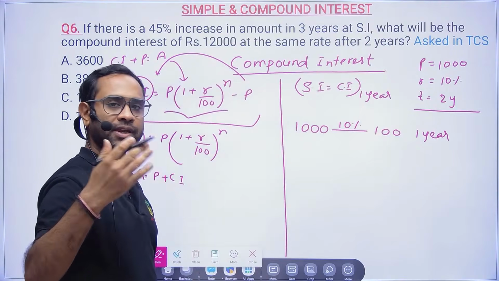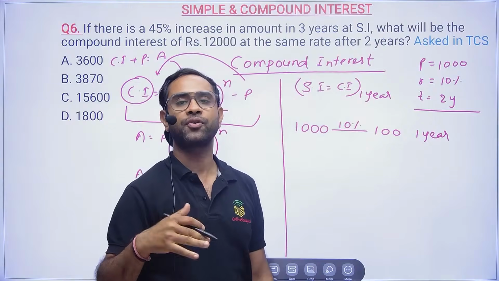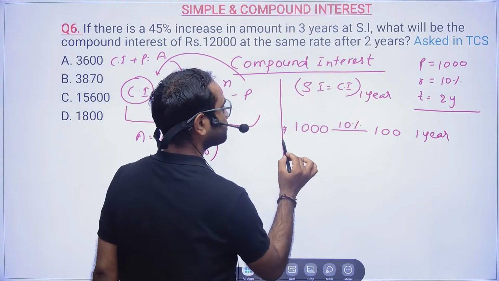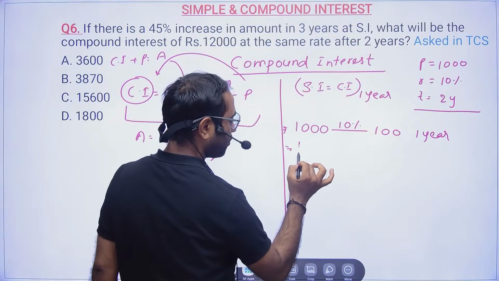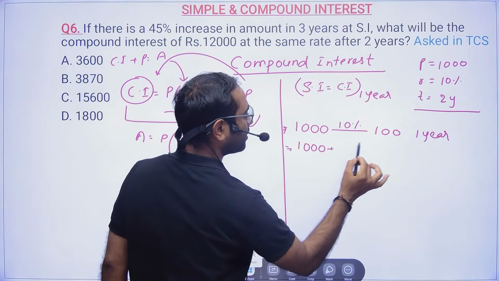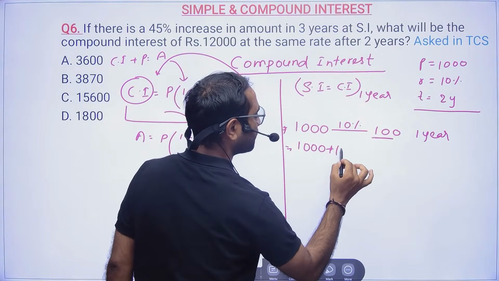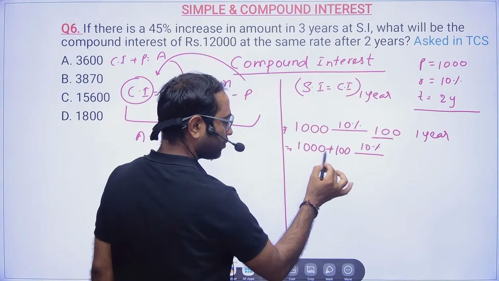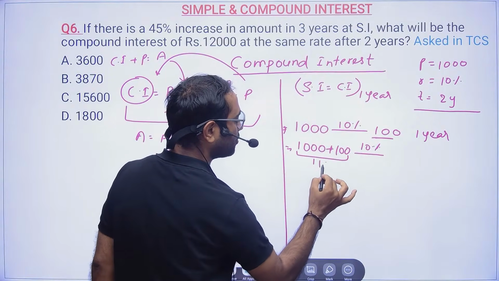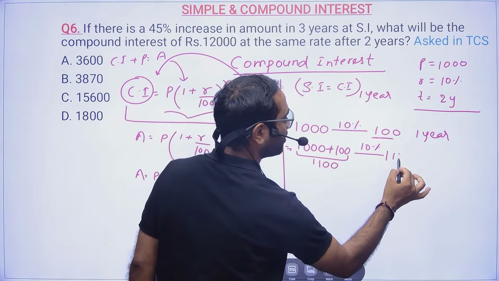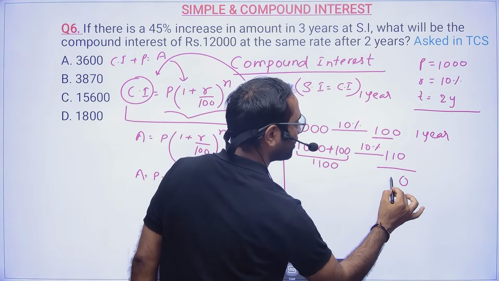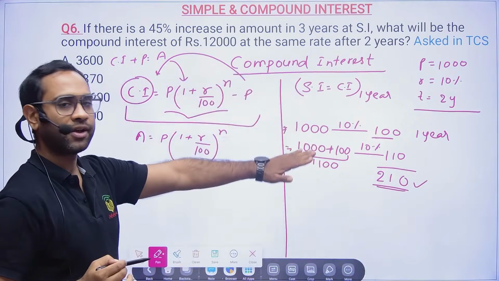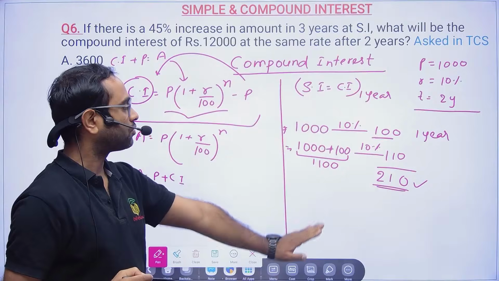So either for 1 year you calculate simple interest or compound interest, both will be the same. Now for next year, whatever your principal is, this will get added. So next year you will have to calculate on the total amount, which is 1100. So it will become 110. That means the total interest for 2 years will be 210. So this is also one way where you will be able to find the compound interest.